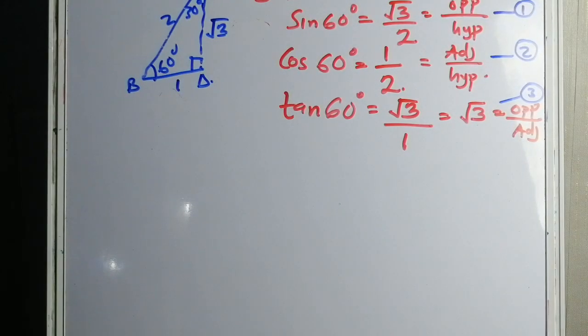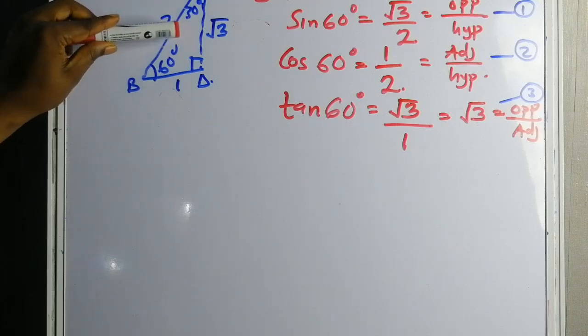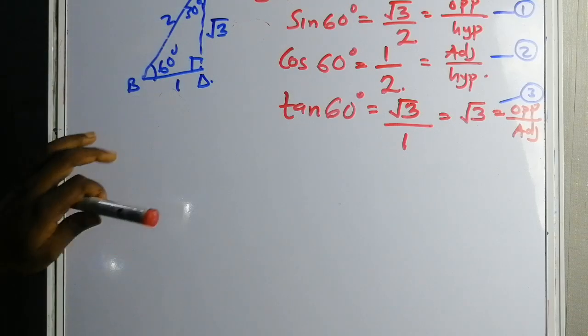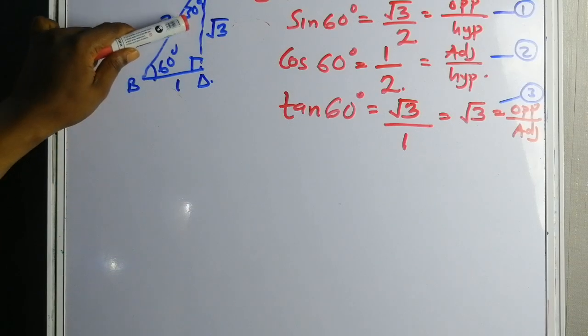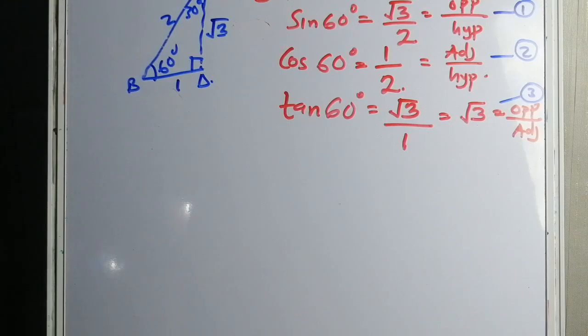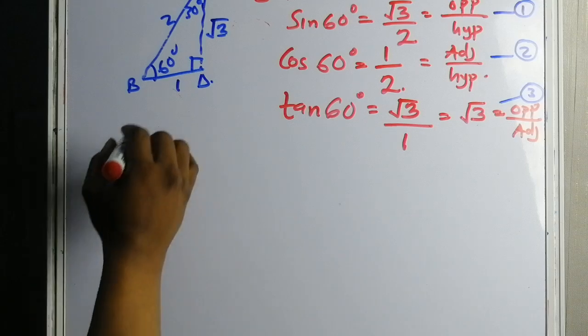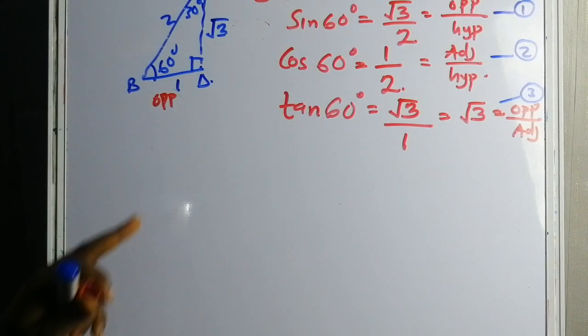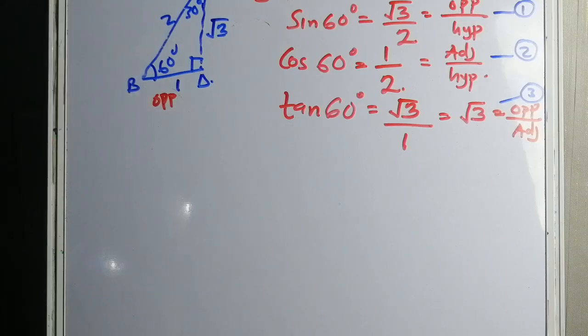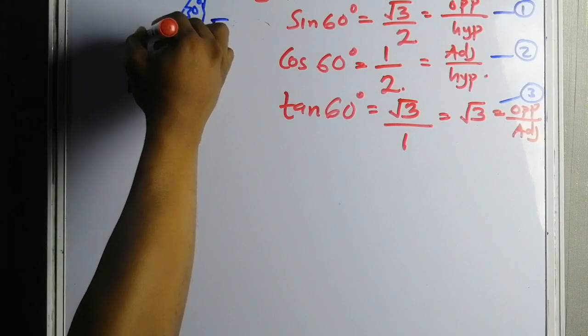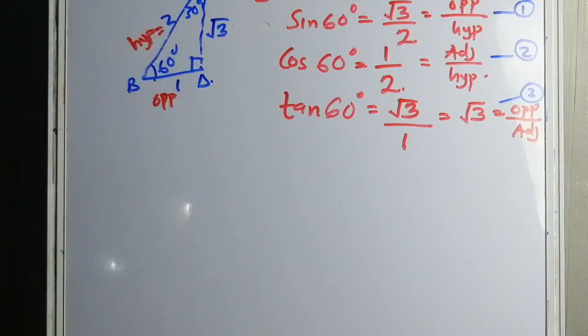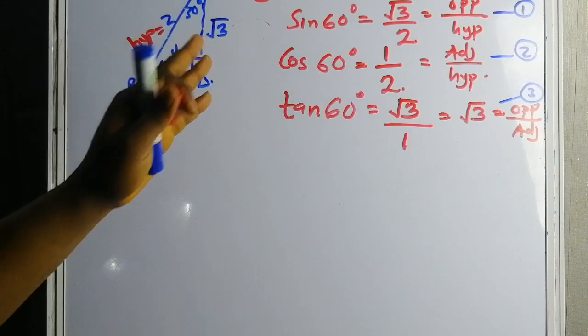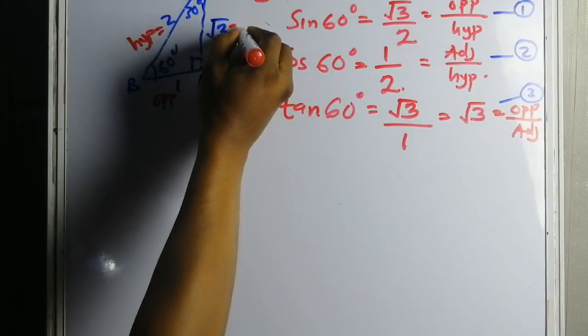Now look at this angle 30. Where is it facing? If you look at this very well, this angle 30 is facing here. Where that angle is facing, I've mentioned this over and over, automatically becomes the opposite. The right angle is still facing the usual side, which is still the hypotenuse. Then the other side will now be the adjacent.